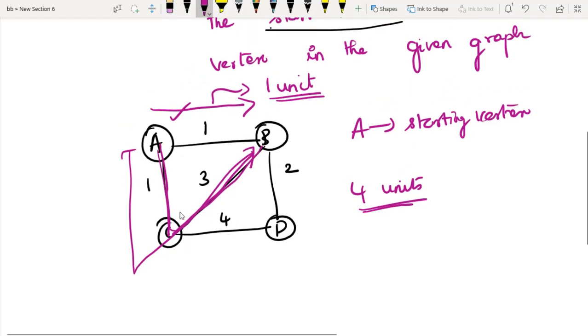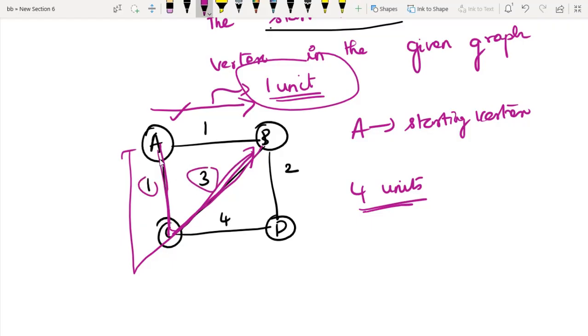Now you tell me which, and there is one more path also. There are a lot of paths through which we can move from A to B, but let me assume two paths. A to B directly, that is 1 unit. And A to C to B, that is 1 plus 3, 4 units, right? Now can you tell me which is the shortest path? The shortest path is moving directly from A to B, right? That is the shortest path because that consumes only 1 unit.